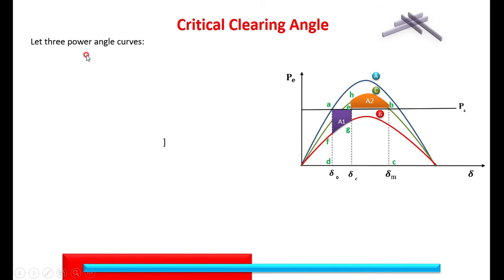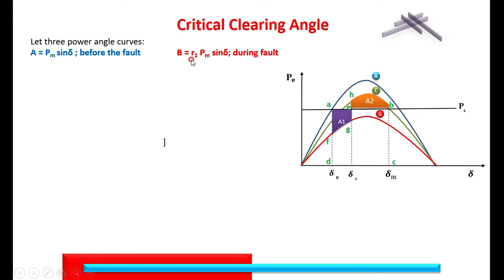There are three power angle curves shown here, A, B, C, that is the pre-fault, during-fault and post-fault conditions. One is before the fault, that is Pm sin delta, whereas during the fault the reactance increases, so Pm is reducing. This is the Pm of the healthy condition from here to here, whereas the Pm during the fault is this much.